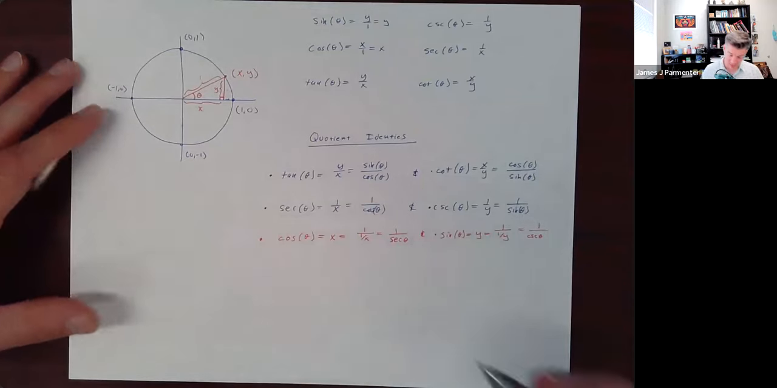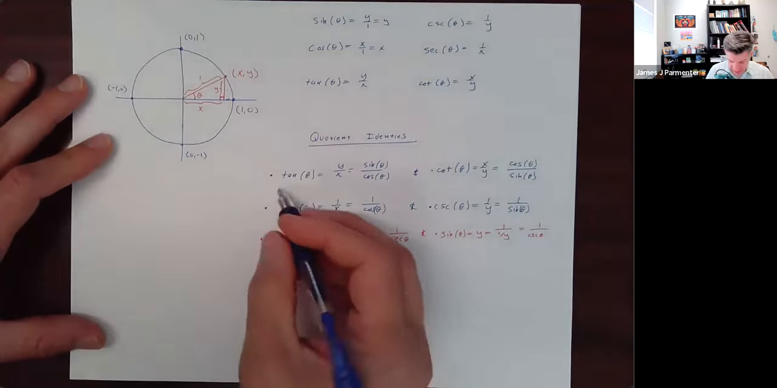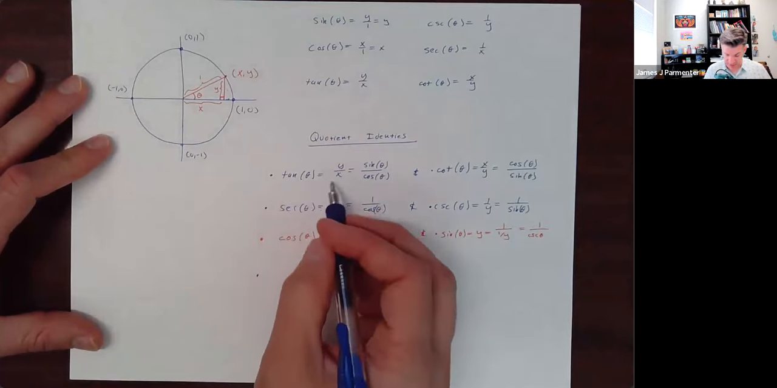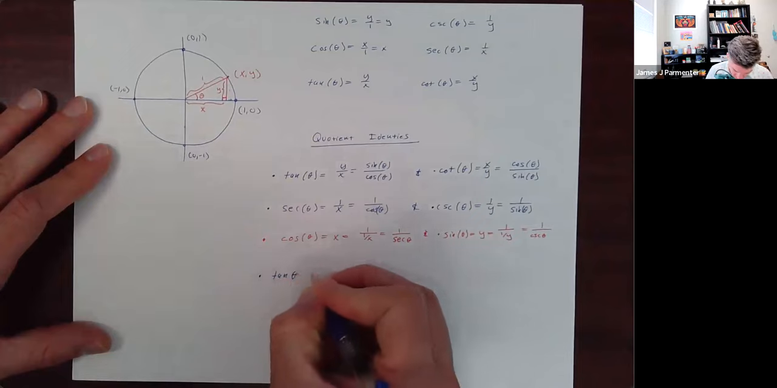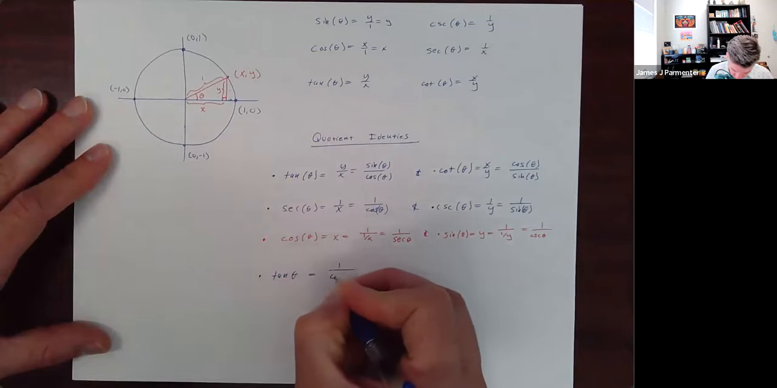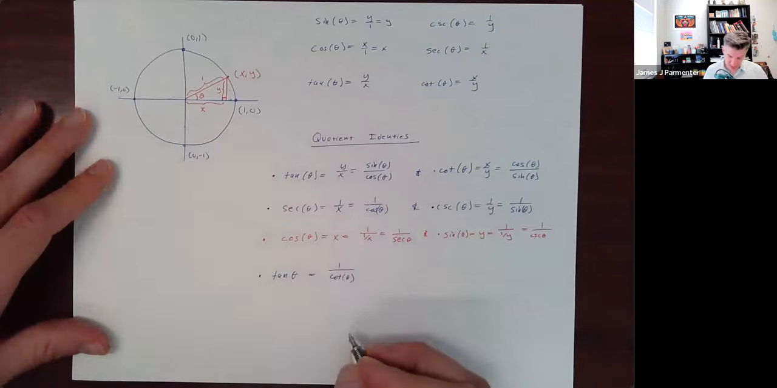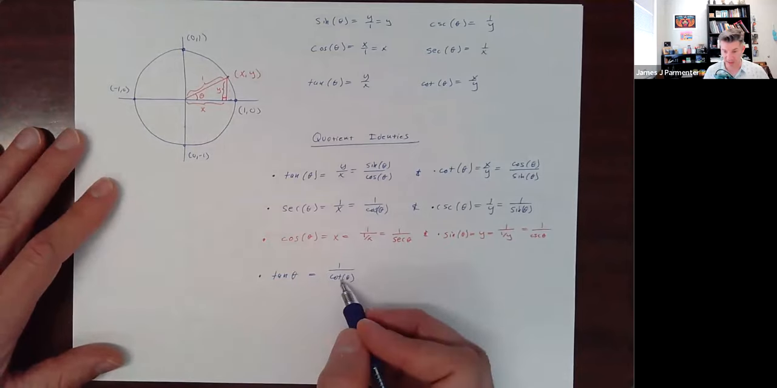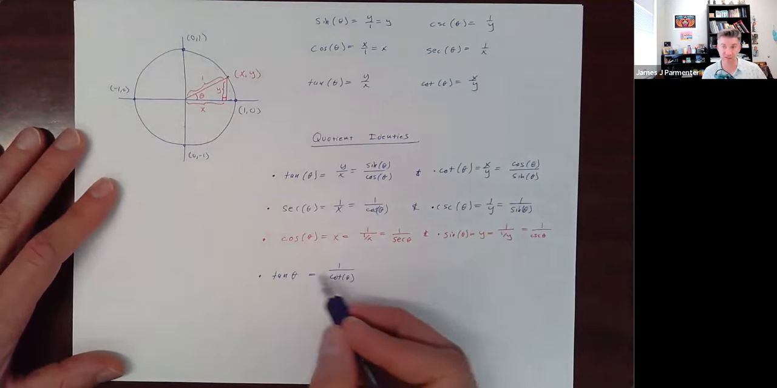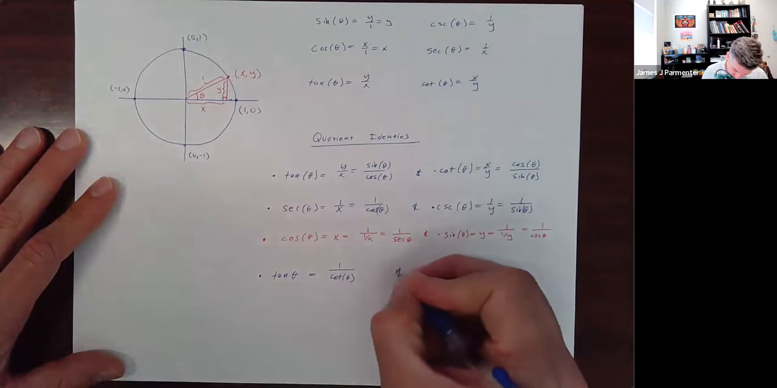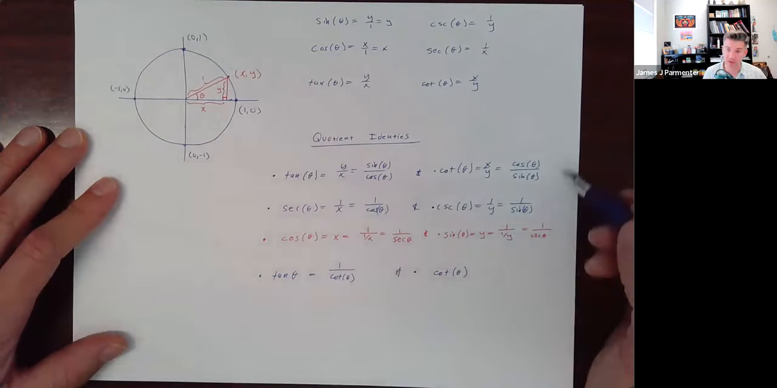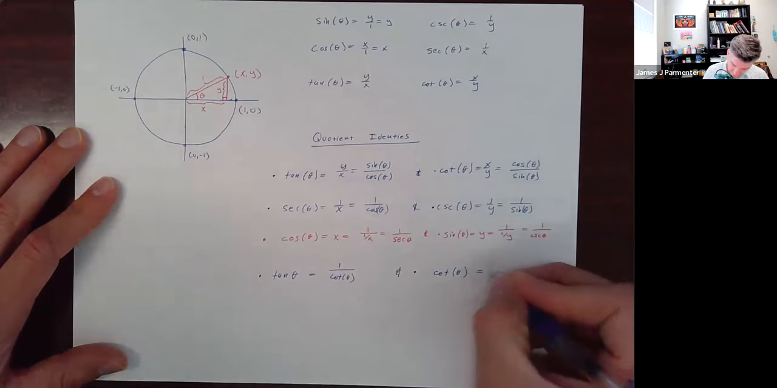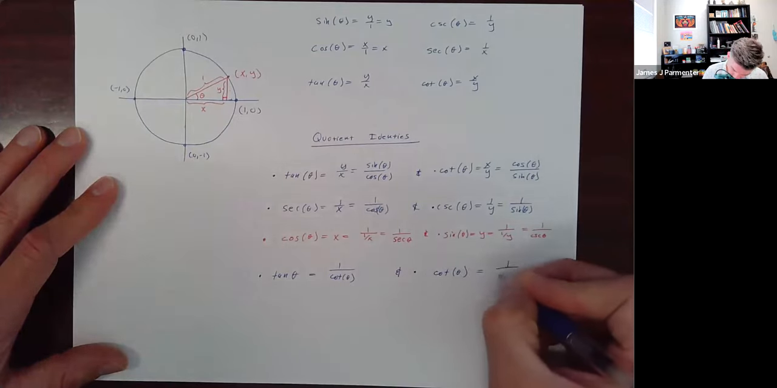And lastly, in addition to being able to write tangent as y over x, which is sine over cosine, you can also think of tangent of theta as the reciprocal of cotangent of theta. Tangent of theta is y over x, and cotangent of theta is x over y. So 1 over x over y is just y over x. And similarly, cotangent of theta, although I usually prefer to think of it as cosine over sine, you can also think of it as 1 over tangent of theta.